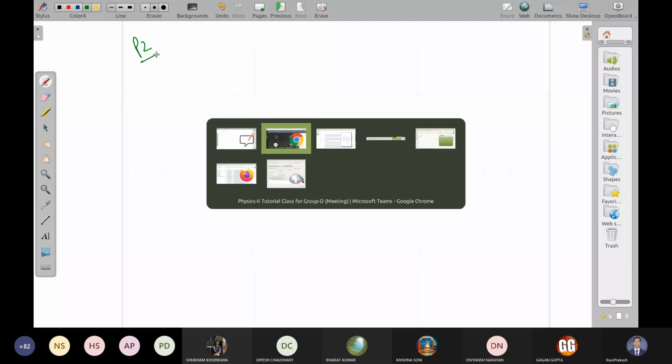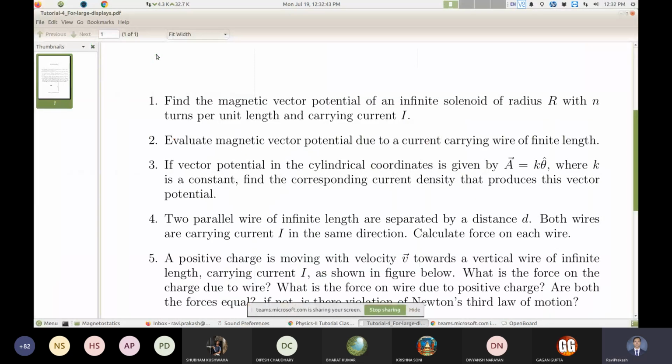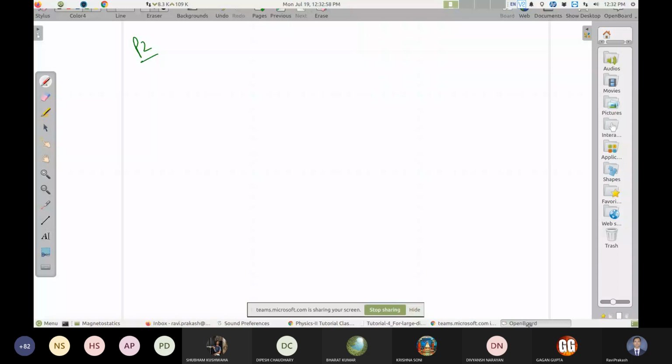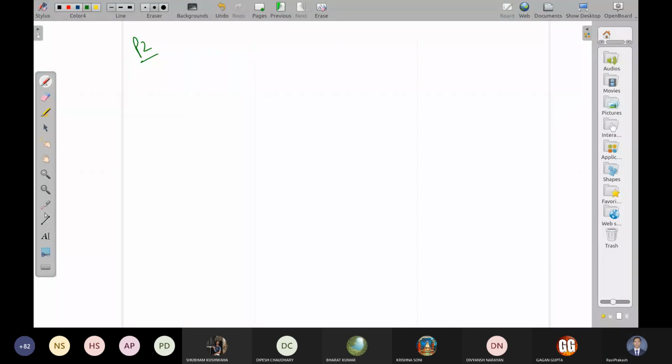Problem 2. कैसे solve करेंगे इसको? Now it's a simple current carrying wire of some finite length. So this is the wire. This is point A, this is point B, and let us say I want to know the magnetic vector potential at this point P.